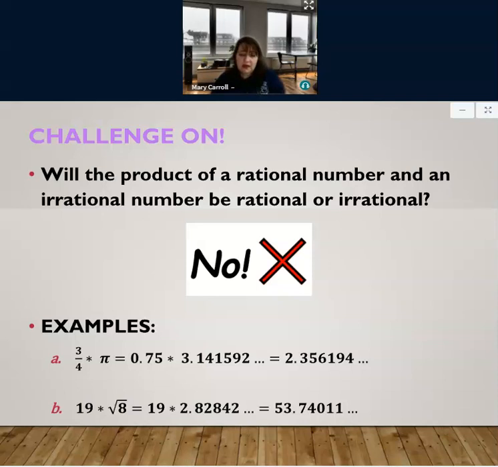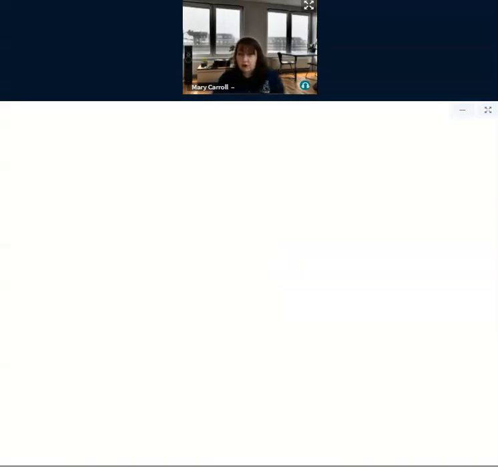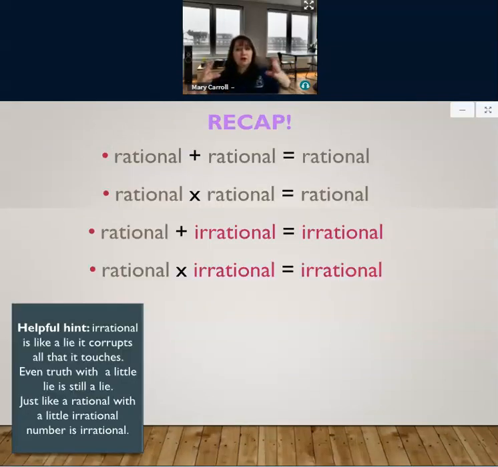And a good rule of thumb, and I'm going to go ahead and break this down for you, okay, is you may want to take a screenshot of this. A rational plus a rational does equal a rational. A rational times a rational does equal a rational. And a rational plus an irrational number does equal irrational, and an irrational times an irrational does give me an irrational number. And a good helpful hint, maybe to help you, is irrational is like a lie.